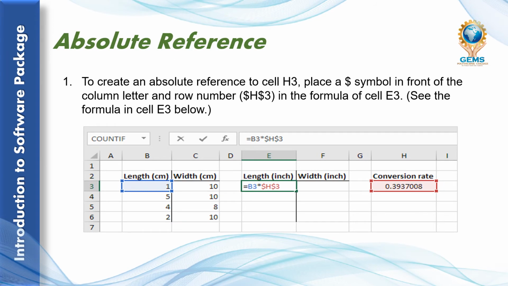Next one is absolute references. To create an absolute reference to cell H3, place a dollar symbol in front of the column letter and row number. You can see here there is $H$3 in the formula of cell E3. See the formula: B3 star $H$3. So it's an absolute reference.